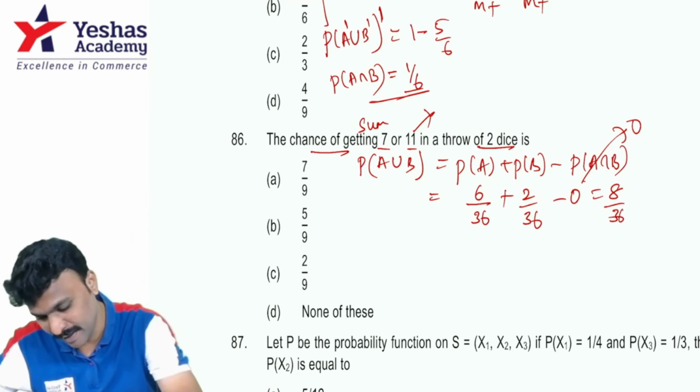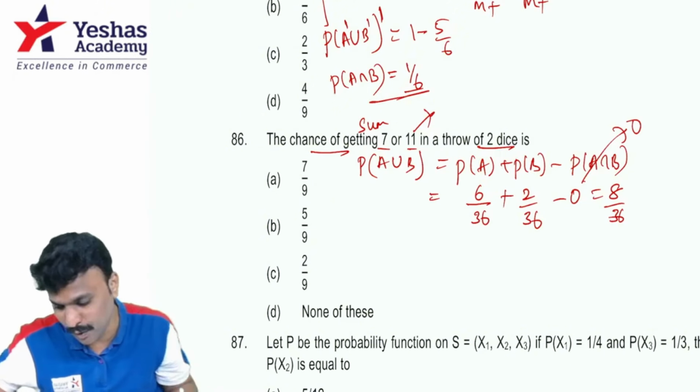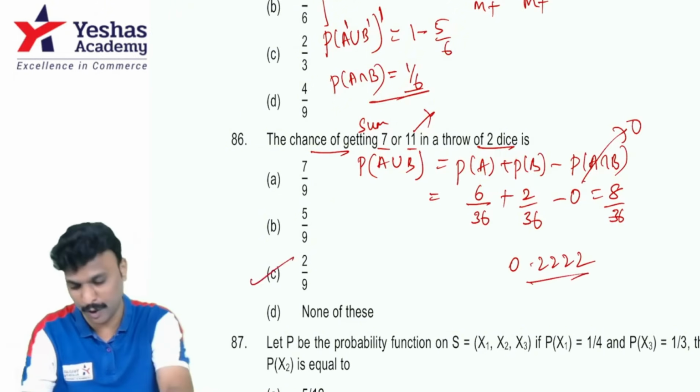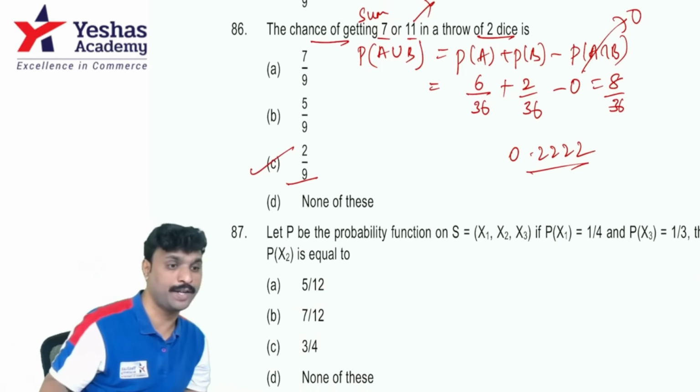8 divided by 36 fetches you how much? 8 divided by 36 fetches you 0.2222. So which option is correct? 2 by 9. Check. 2 divided by 9 also fetches you the same 0.2222.